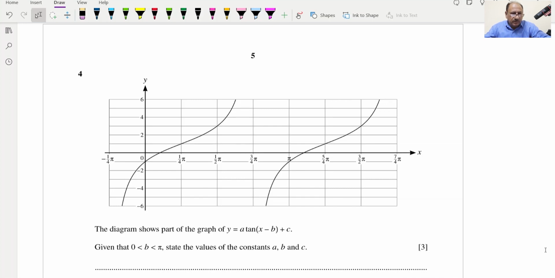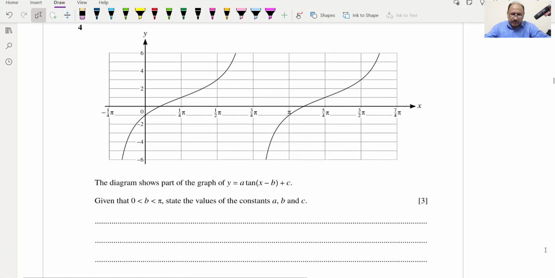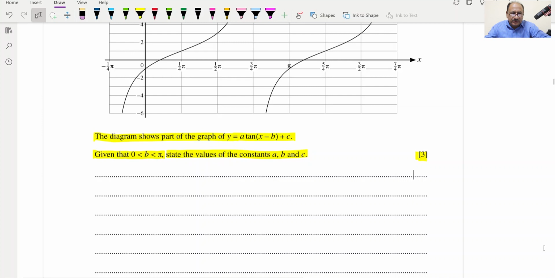Question number 4: a graph is provided, and the diagram shows part of the graph of y is equal to a tan(x minus b) plus c, given that b is between 0 and pi. State the values of the coefficients a, b, c. This is a 3-mark question, and to understand this one we can rewrite this equation: y is equal to a tan(x minus b) plus c.